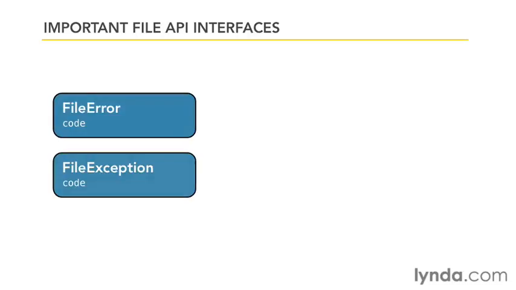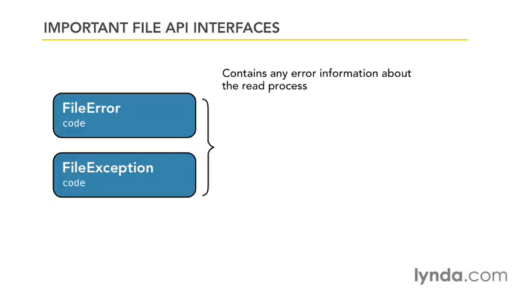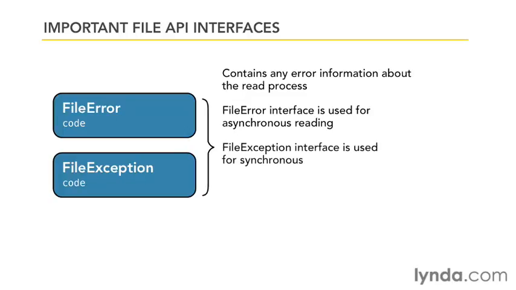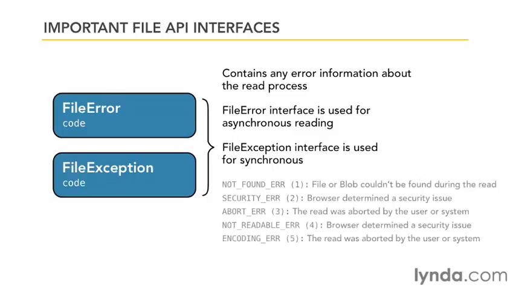There's also the file error and file exception interfaces, and these contain any error information about the read process. The file error interface is used for asynchronous reading, while the file exception is used for synchronous reading. And we'll be working with both file error and file exception. Now, there's a couple of error codes that you can use in here: not found, error, security. Again, these are pretty self-explanatory, and we'll see how to look at error codes later.